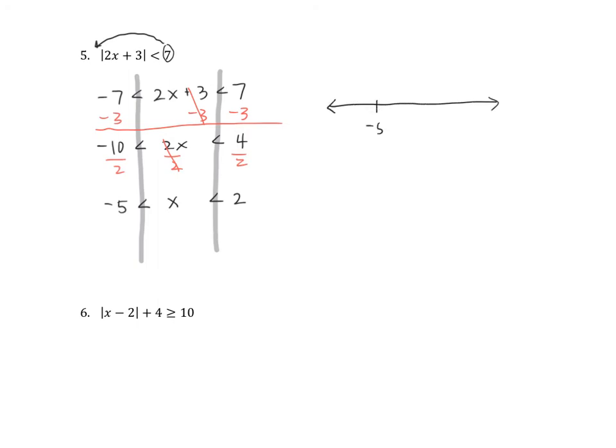So we have negative 5 and 2. Those are our two boundary points, and x is trapped between them. So we would shade between. They're both strict inequalities, so they get parentheses. And so our interval notation, the least value is negative 5 and the greatest value is 2. Neither endpoint is included in the solution set, so parentheses for each one.